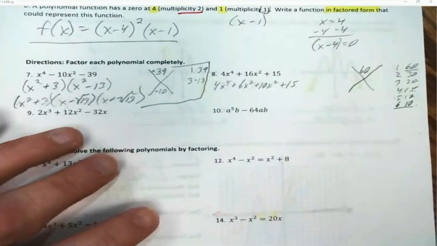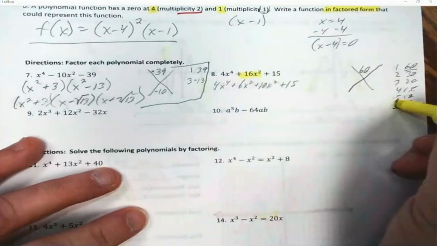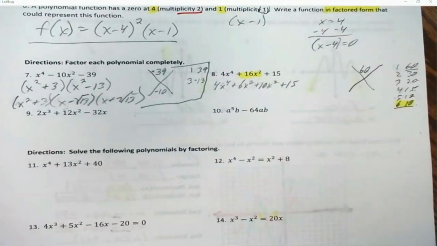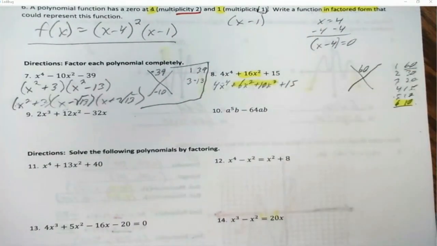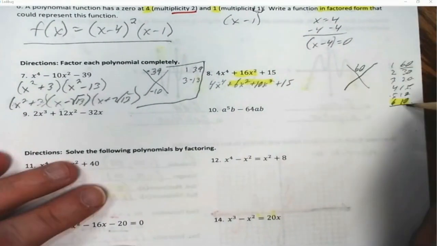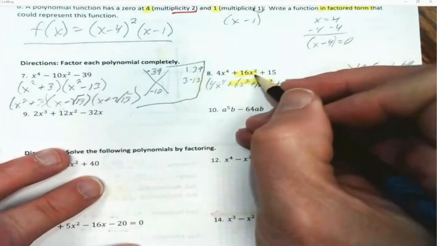What we did is when you have something like this, you're going to take the 16 and rewrite it as a 6 and a 10. See, I took the 16x squared and I rewrote it. That's how I had to find these numbers, to figure out what numbers to use to rewrite that. Then we do the grouping.